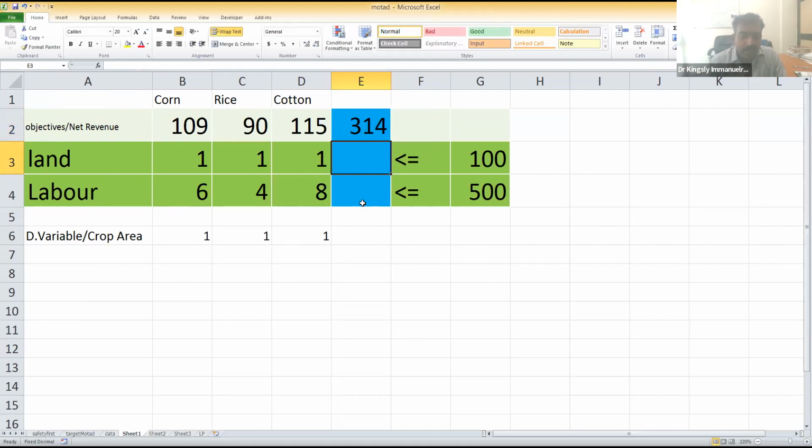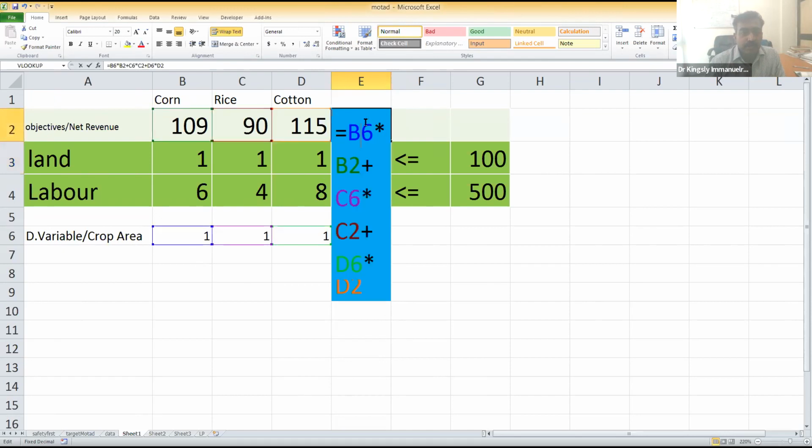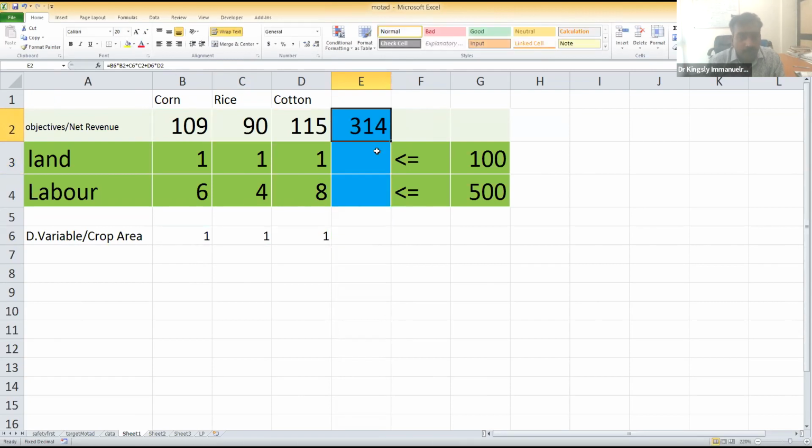Our formula is for finding the objective function, that is total net revenue, and resource usage. So what is the formula? It is nothing but the sum of product of area under the crop and net revenue. That's what I have done. If you are able to see my formula, you can see it. Okay. Now we have to find out land. How will we find out the land usage?